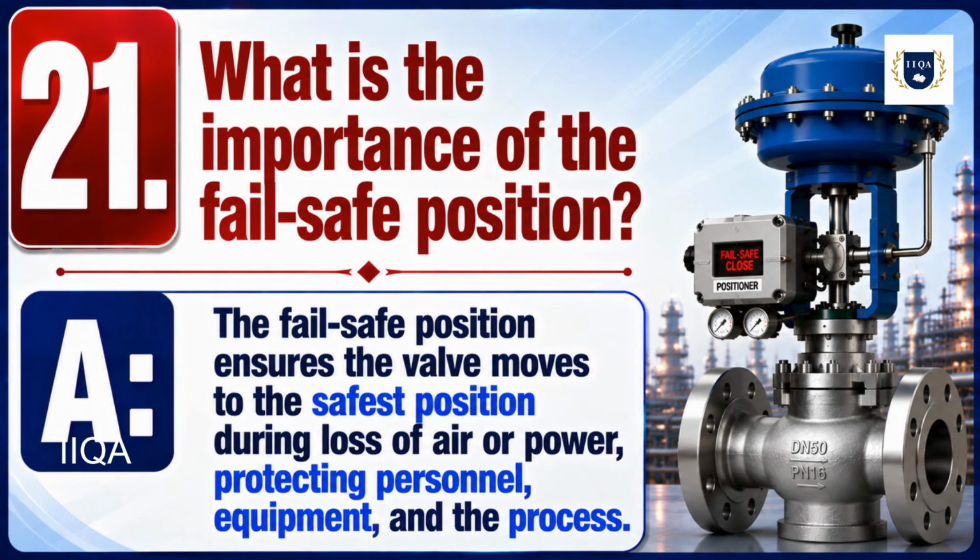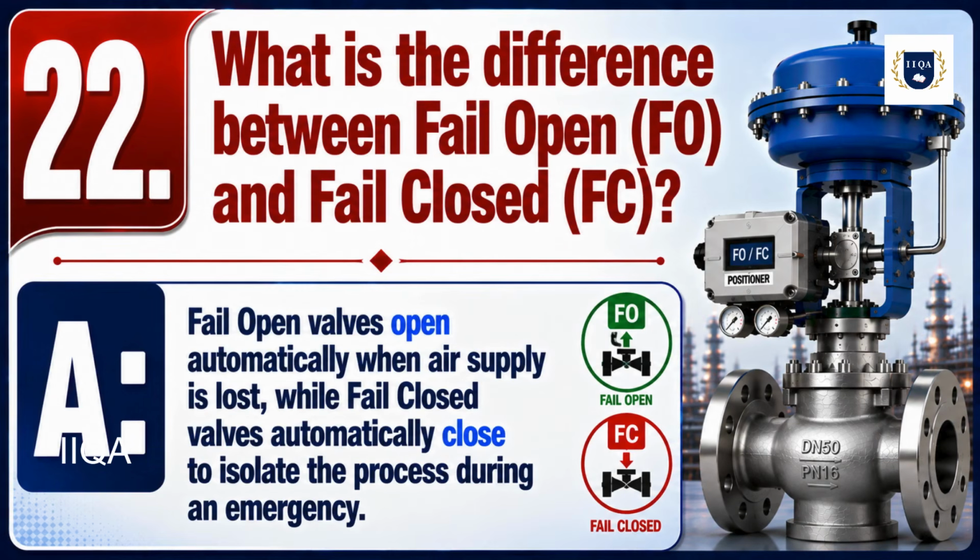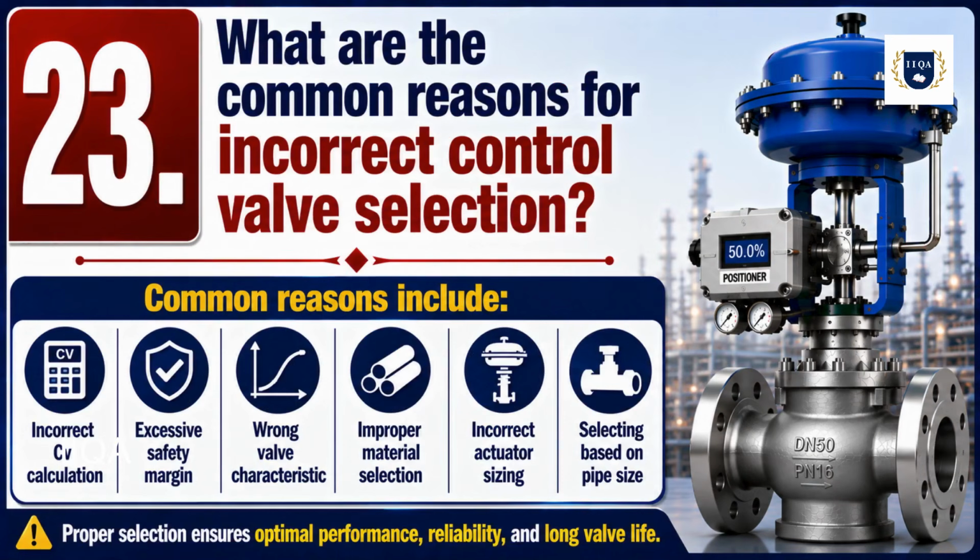21. What is the importance of the failsafe position? The failsafe position ensures the valve moves to the safest position during loss of air or power, protecting personnel, equipment, and the process. 22. What is the difference between fail open, FO, and fail closed, FC? Fail open valves open automatically when air supply is lost, while fail closed valves automatically close to isolate the process during an emergency.